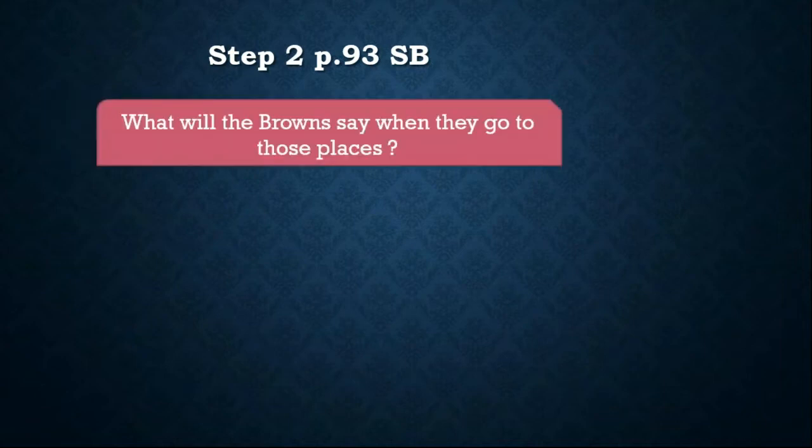Step 2, page 93, student book. So you just turn the page. So what we have seen are 4 situations, right? We have seen Mr. Brown, he wants to buy train tickets. You tell him you should go to the train station, right? So the first situation is going to a train station to buy train tickets, okay?